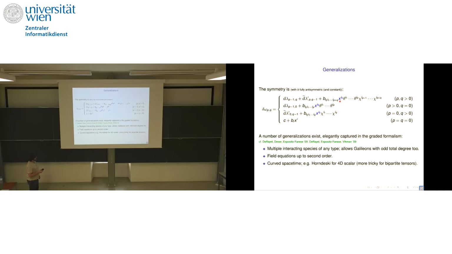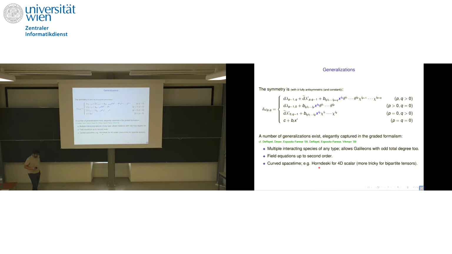And let me also mention that there exist a number of generalizations of what I presented here about Galileons, which are very elegantly captured in this formalism that we have. And the generalizations are, first of all, you can have multiple interacting species of any type. You can very easily write down a general form of what the Lagrangian for these interactions would be. And this would allow also fields with odd degree to participate in these interactions. It's just that they cannot have interactions among themselves, self-interactions. Secondly, you can generalize this quite easily to field equations up to second order, not only strictly second order, so with first order derivatives and with undifferentiated fields. And this maybe relates a little bit to the comment of Thomas.